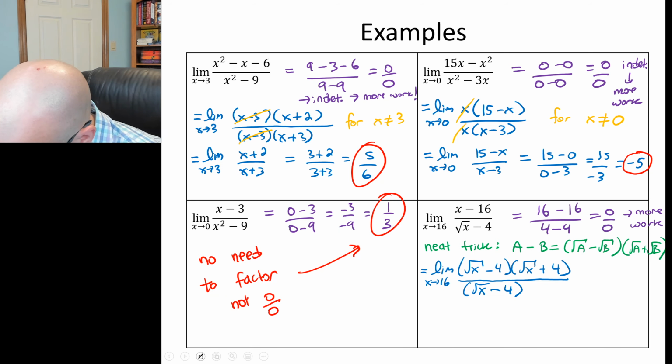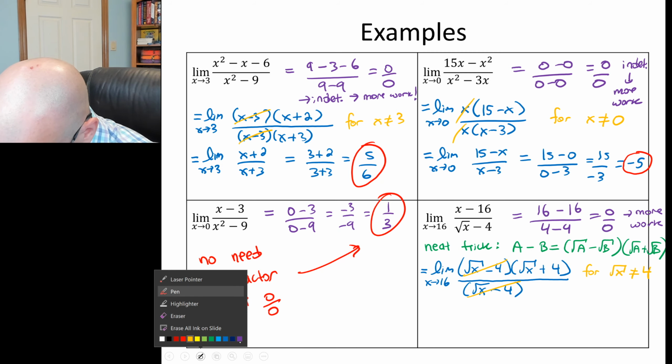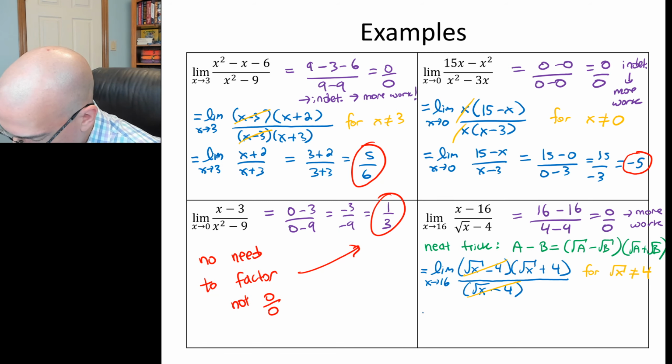So I'm going to cancel this, top and bottom, for square root of x not equal to 4. Or if you want, for x not equal to 16. Now I'm going to continue with the limit. So that's the square root of 16 plus 4, which is 4 plus 4, which is 8.